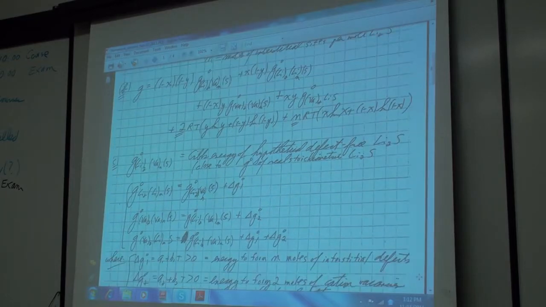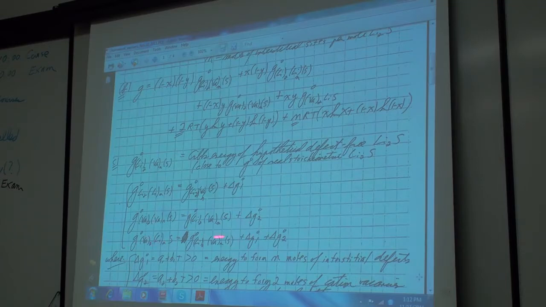I would then say the Gibbs energy of this hypothetical end member is the Gibbs energy of your stoichiometric Li2S plus your model parameter, delta G1. The Gibbs energy of this other hypothetical end member is the Gibbs energy of the stoichiometric material plus delta G2, which is your model parameter. Both of these will be positive. Delta G1 and delta G2 will be positive because it takes positive energy to create defects. Otherwise, the thing would just be complete defects. And the G0 of the far corner is basically the sum of these two.